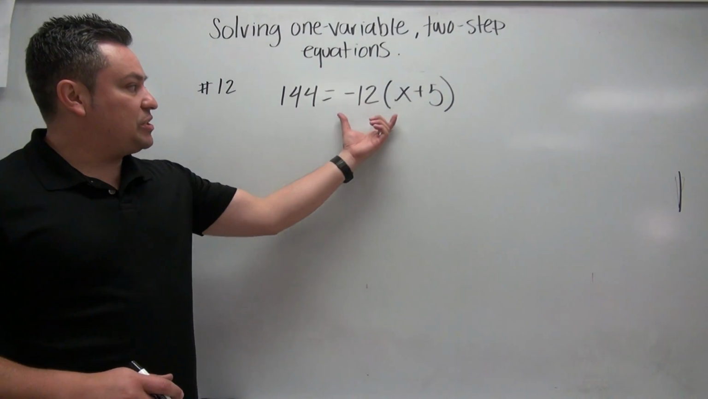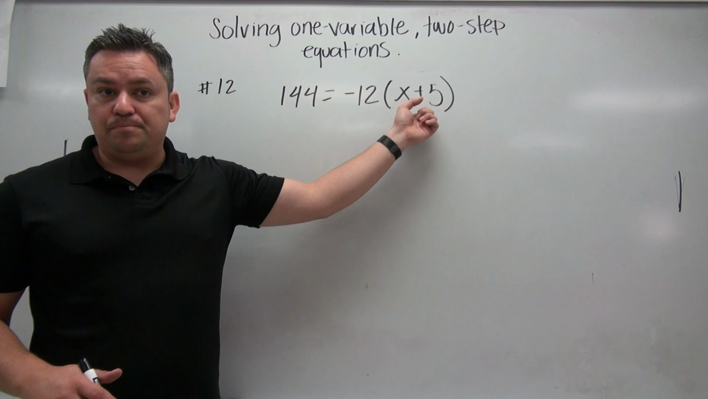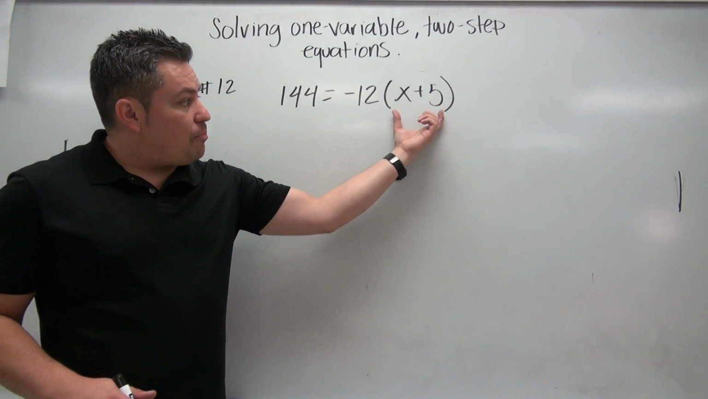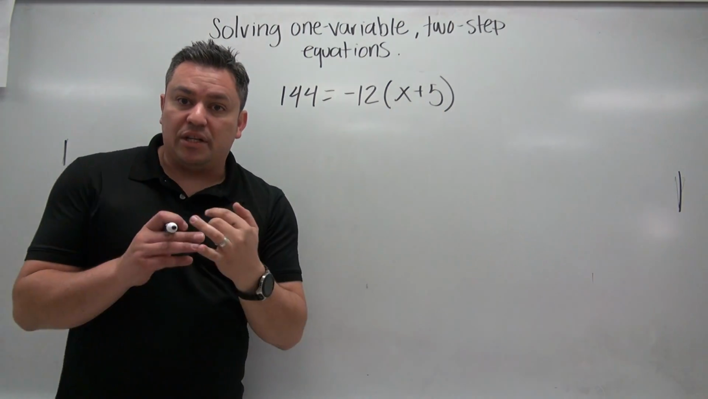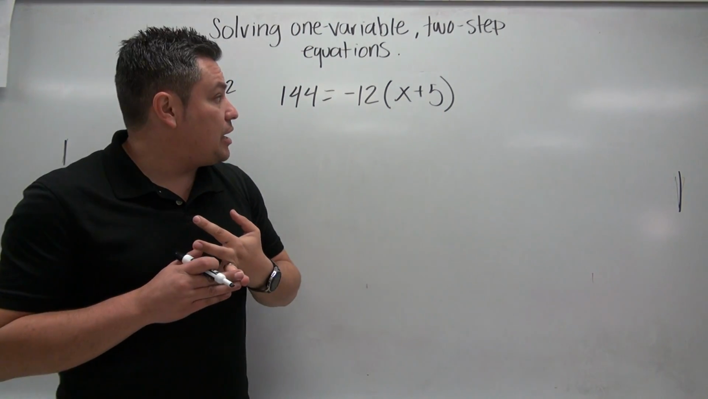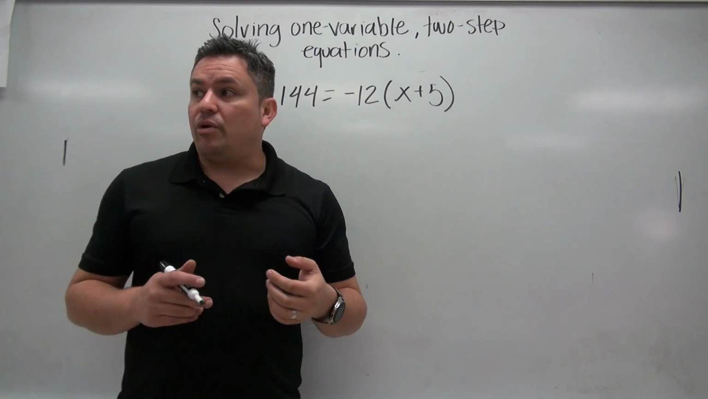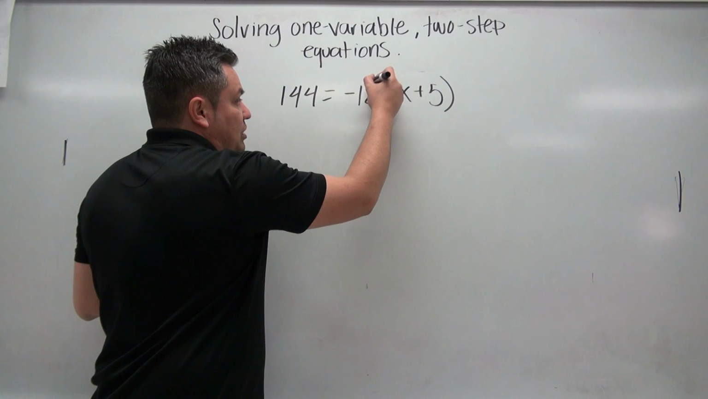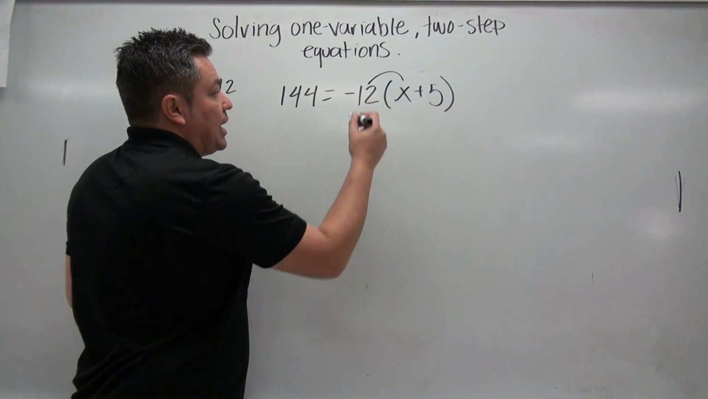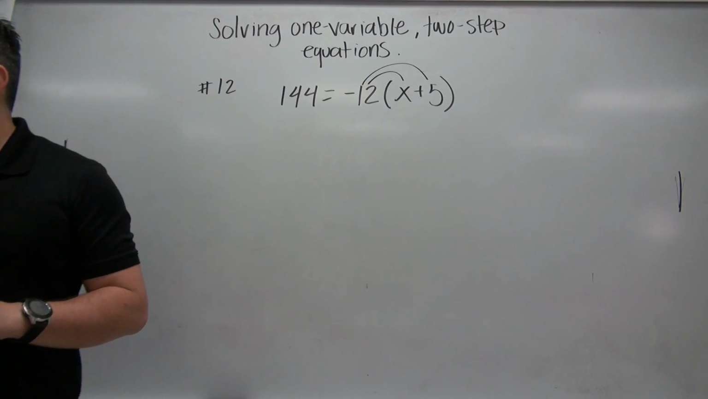That means we already established that the negative 12 is multiplying by this. You cannot combine these inside of the group because they're not the same: one is a variable and one is an integer, or a whole number. Everybody agree? Yes. So we're going to distribute. We multiply negative 12 times x, and also negative 12 times positive 5.